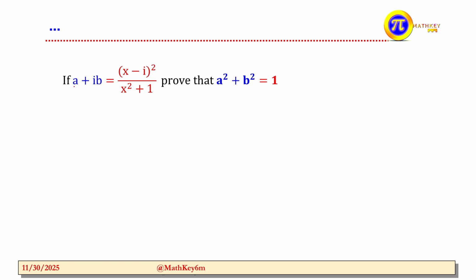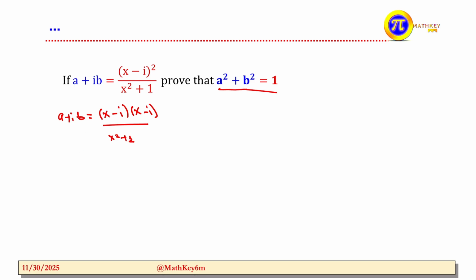Now let us consider the next one. It says that if a plus ib equals x minus i the whole square over x square plus 1, prove that a square plus b square is equal to 1. Let's try to show this. How can we find this? That means here we have a plus ib is equal to x minus i square, which means x minus i times x minus i, divided by x square plus 1.